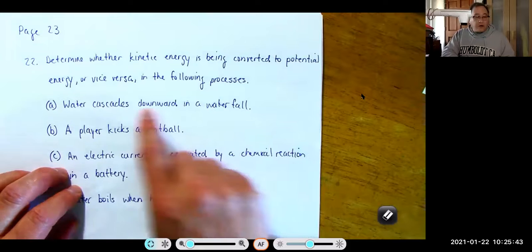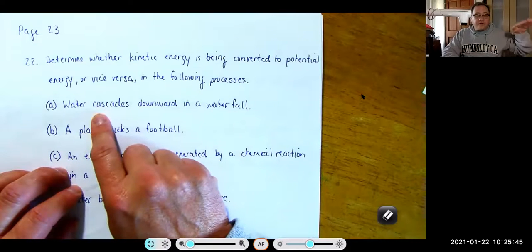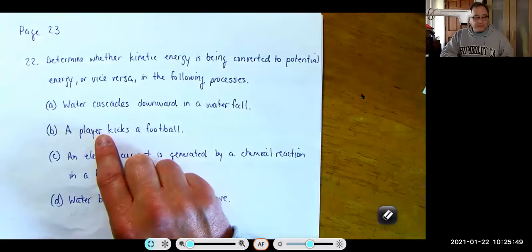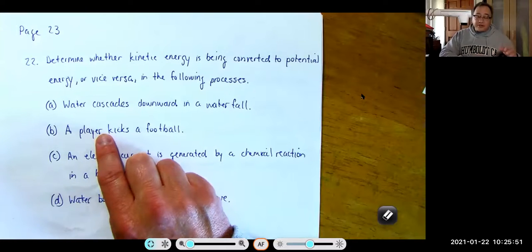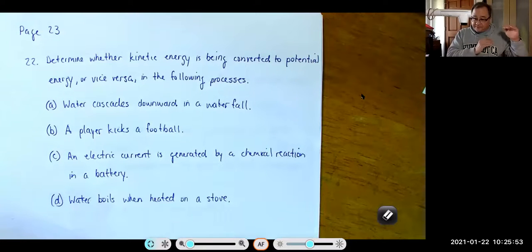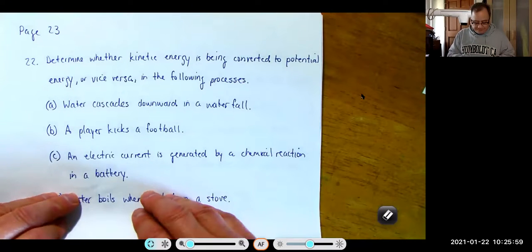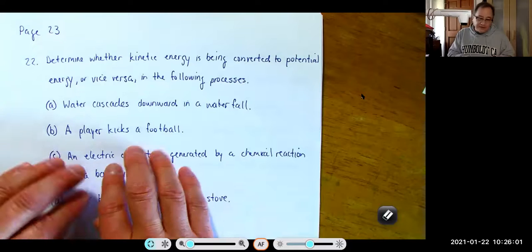Now, another way we could have written this is that water from a dam cascades down in a waterfall. The water in the dam would be potential energy because of position, and the waterfall would be kinetic energy because of motion. Sound good? Yeah. So I don't like the wording of these.